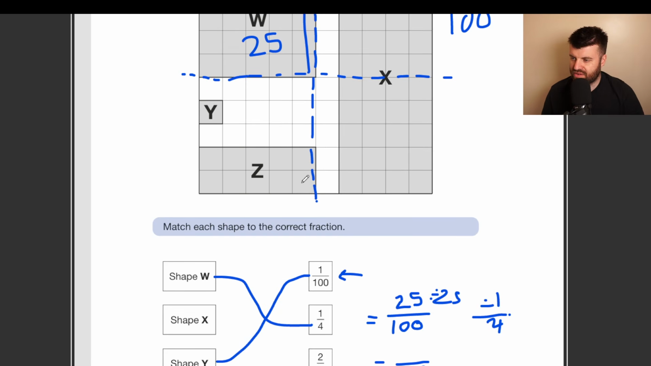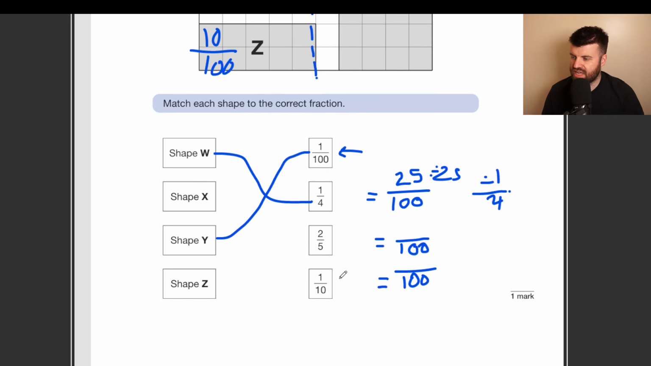Let's do Z next. We have 1, 2, 3, 4, 5 across, 2 down, so that's 10. So Z is 10 out of 100. Which fraction is the same as 10 out of 100? Well, it's just 1 out of 10. Divide both by 10, you get 1 out of 10. So shape Z is 1 out of 10.